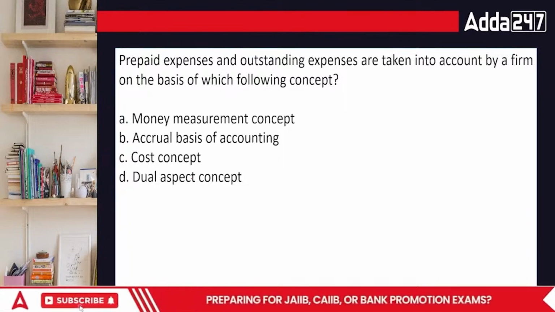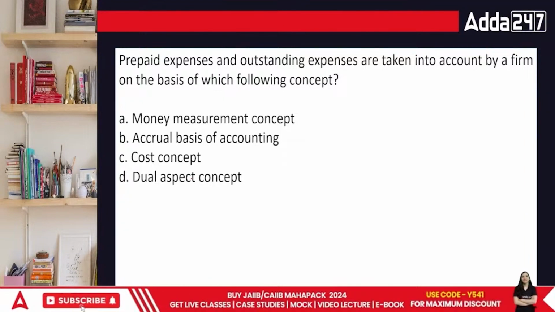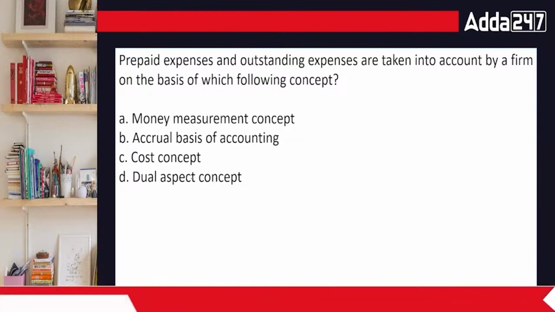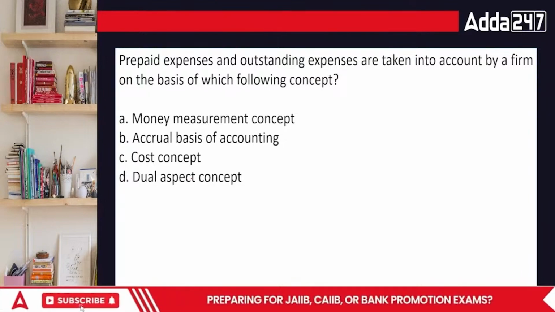They are taken into account by the firm on the basis of which of the following concepts: money measurement, accrual basis of accounting, cost concept, or dual aspect concept. What's going to be the answer, everyone?